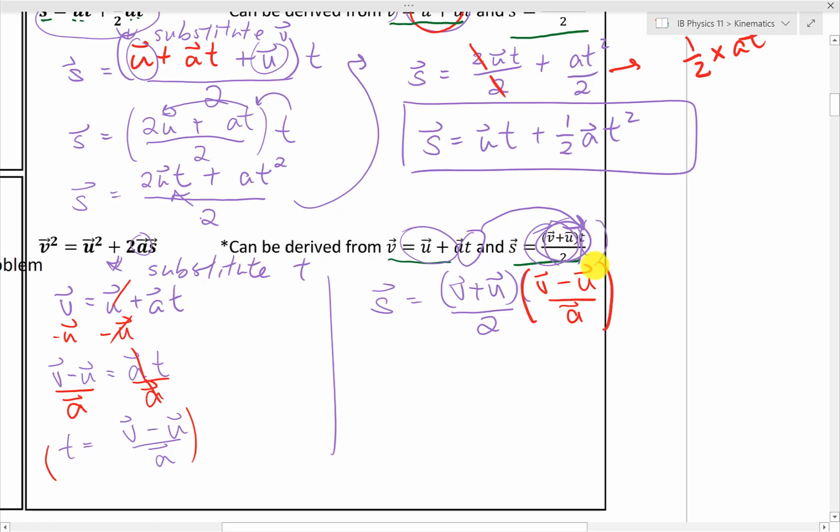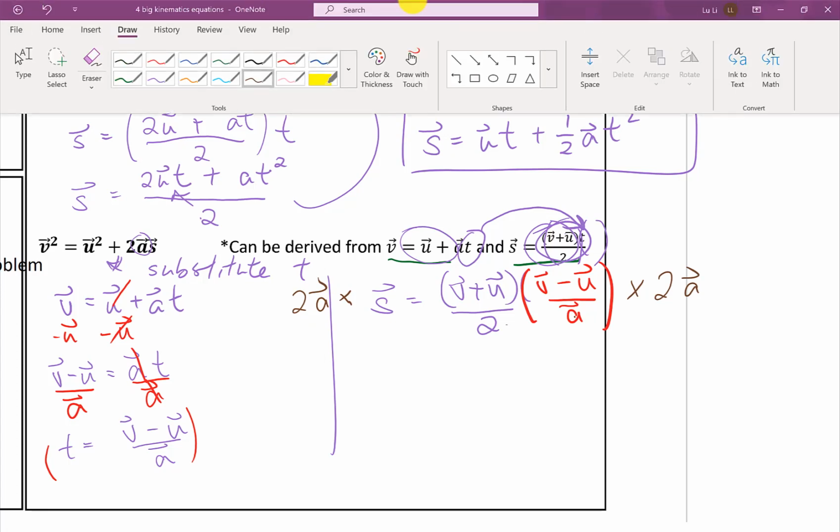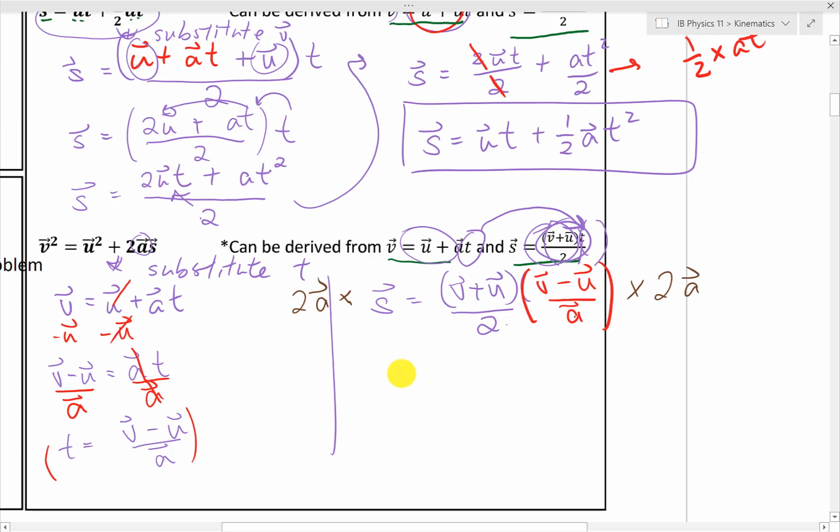And to make things a little bit clearer, using a different colored pen, I'm going to bring the 2a to the other side. Since they're both on the bottom, I need to multiply them. Otherwise, how are we going to get 2 a s? So let's do, okay, so I get 2as equals v plus u, all of it multiplied by v minus u.